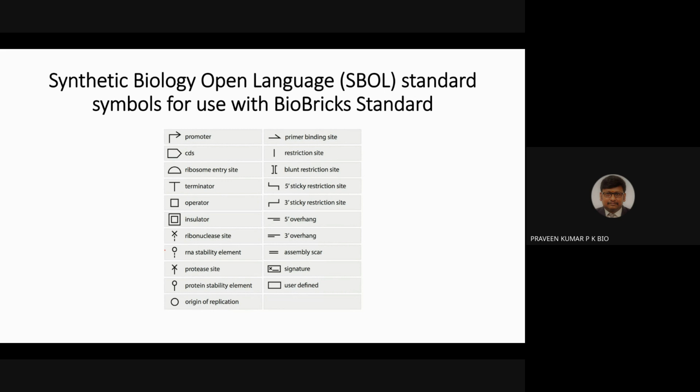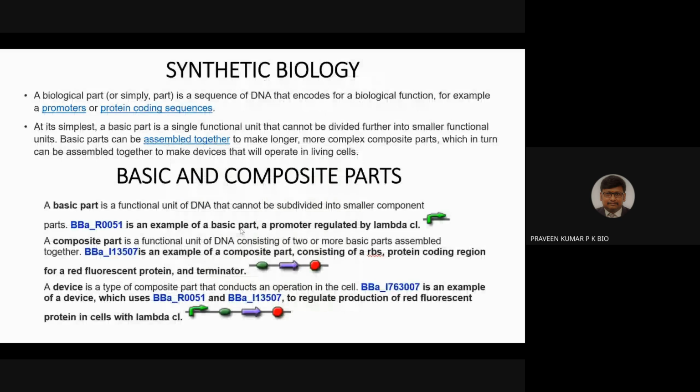So in the Synthetic Biology Open Language, these are the standard symbols used for the components of the gene, to build a gene circuit. For 5' overhang we have a different notation, and for 3' overhang we have another kind of notation. So one should check through all these symbols before building the circuit.